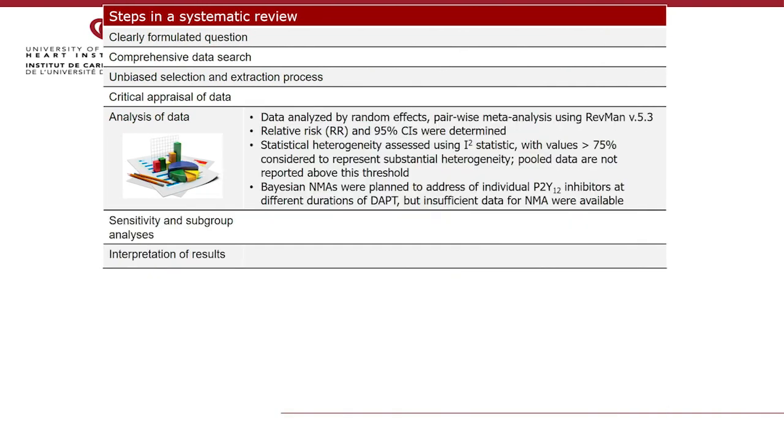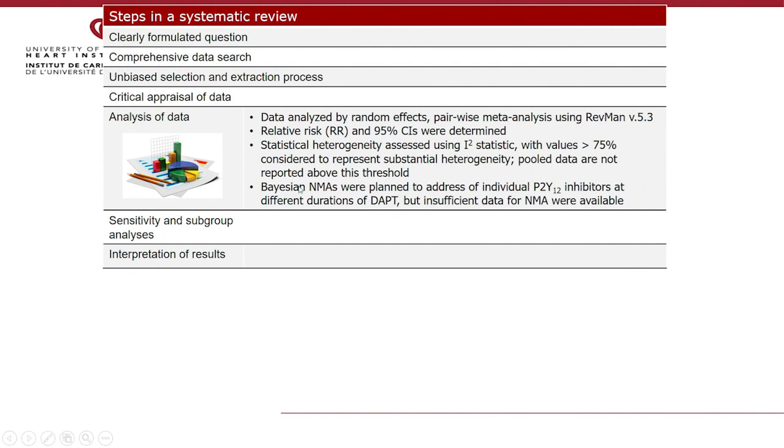One more thing about the analysis of the data. It was analyzed using RevMan, the Cochrane tool. We used random effects. We calculated relative risks and 95% confidence intervals. If we saw a lot of heterogeneity from one study to the next, as indicated by a statistic called I-squared, if I-squared goes over 75%, we have a problem. We will not put the data together. And you're going to see there's instances, and a very important instance of this in the results.